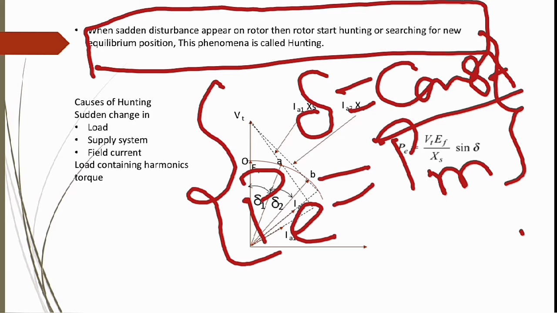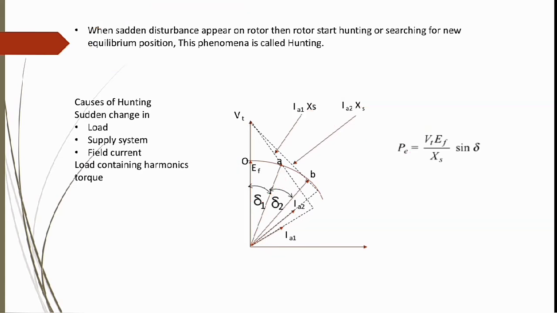So during hunting or searching, what does the rotor search for? The rotor searches for a position which has delta equal to a constant value, and second, PE, the electromagnetic power, equal to the mechanical power. Whenever the rotor gets these two points, it stops at that position, the phenomenon of hunting breaks, or hunting is eliminated.